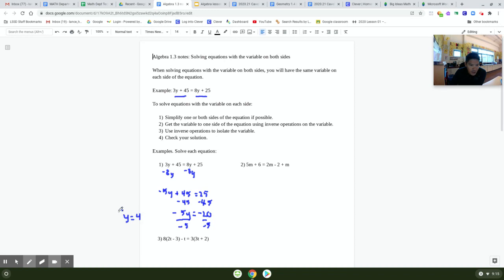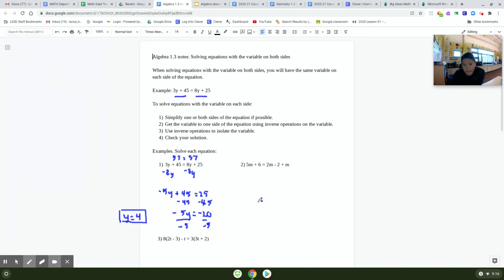And as always, I can check my solution, go back to the original equation, and substitute 4 in for y on both sides of the equation. I'm just going to do some things orally here. So 3 times 4, 12, plus 45 is 57. Just going to write that on the left side so I can keep track of things. On the right side, 8 times 4 is 32, plus 25 is 57. So both sides of the equation equal the exact same thing.